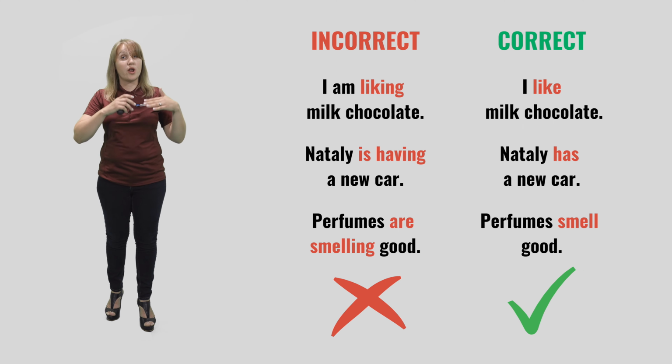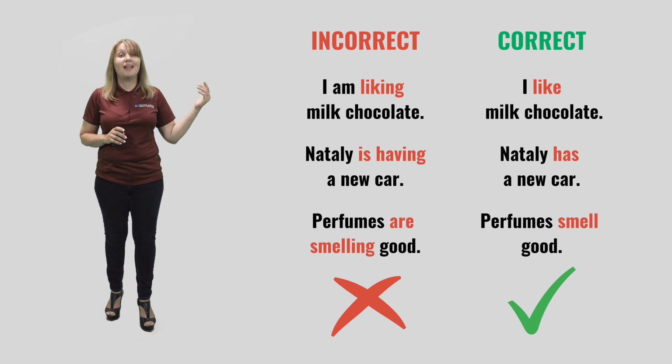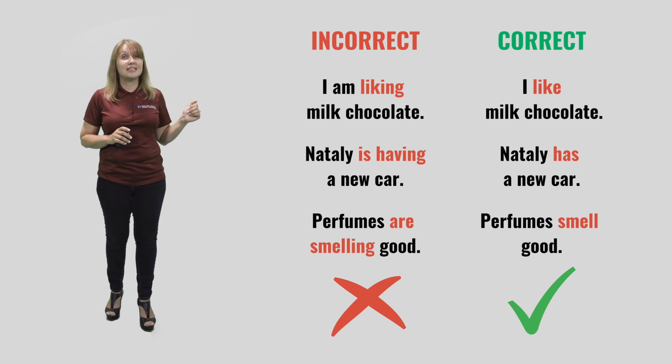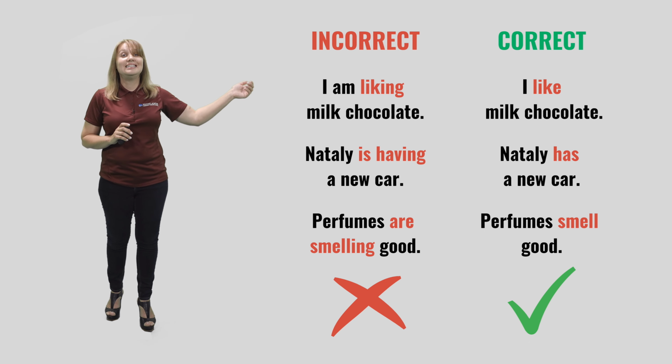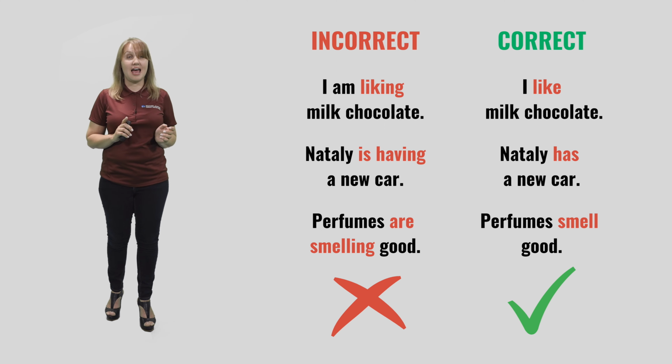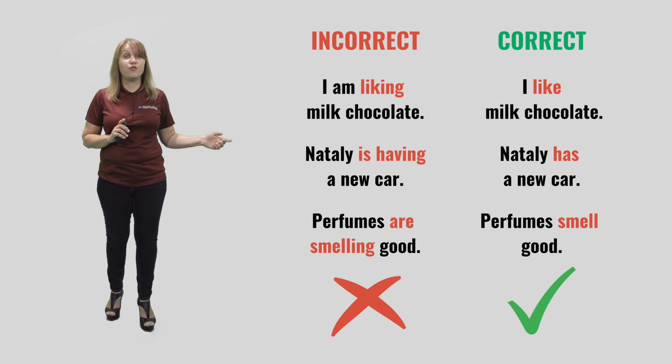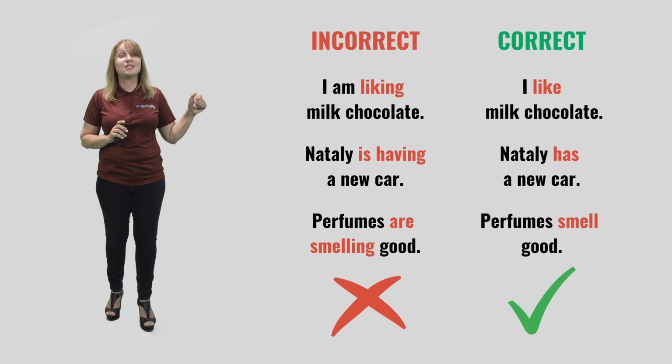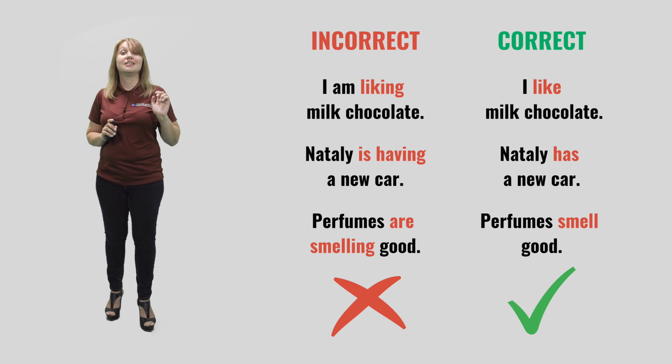And finally, to wrap it all up, let's take a look at some other examples that are very common. For example, the verb like. The correct form would be to say, I like milk chocolate. And we don't say I am liking milk chocolate. The next one would be Natalie has a new car. We do not say Natalie is having a new car. And the last is perfumes smell good. The incorrect form would be perfumes are smelling good. So the verbs like, has, and smell are stative verbs.